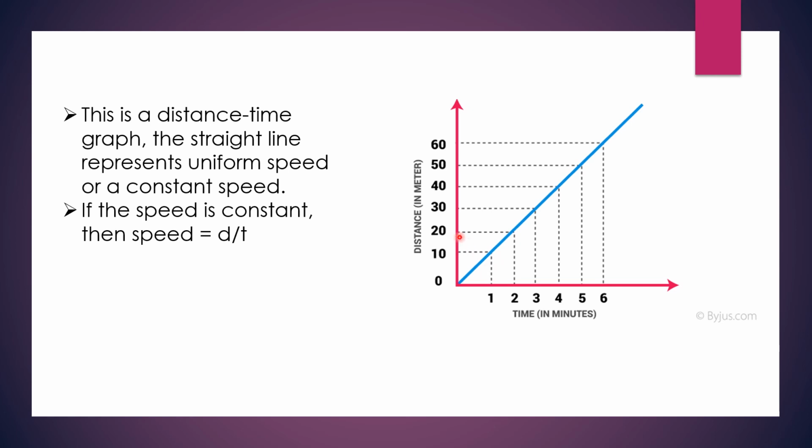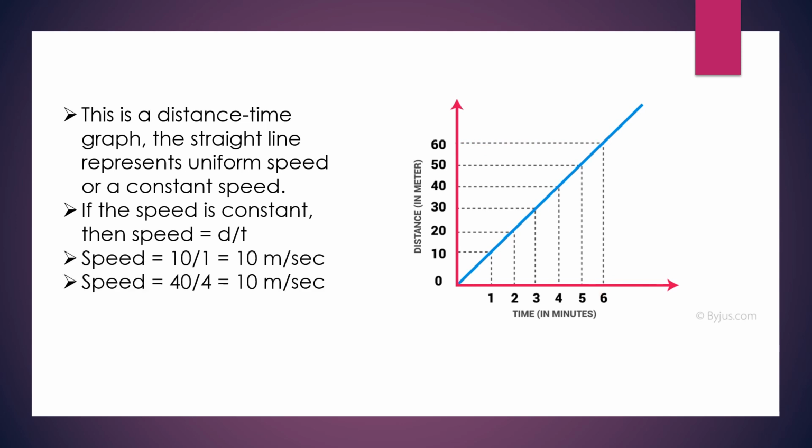One point for the distance and the time related to it. For example, 20. This is the distance over 2, 10 meters per second. Let's choose another one, 40. This is the distance divided by 4, also 10 meters per second. Another one, 60, distance divided by time 6, 10 meters per second.